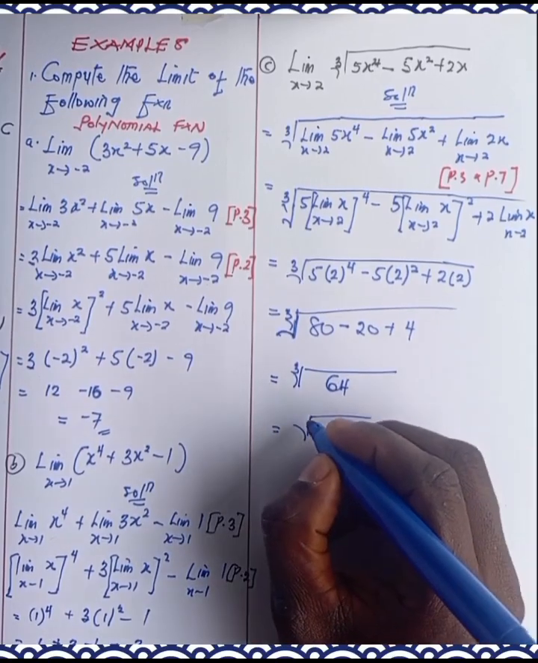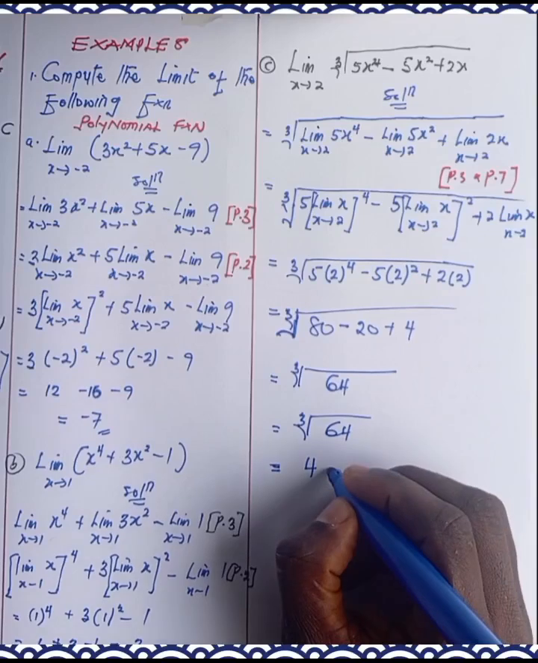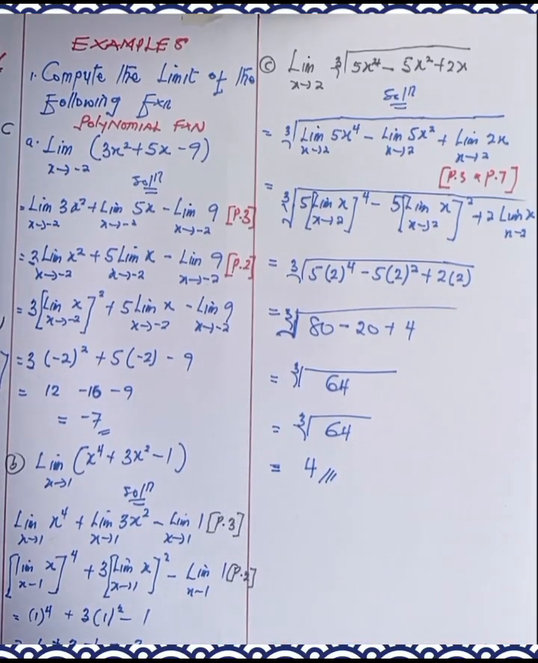And then the cube root of 64 will give you what? 4. And that is the limit of the function.